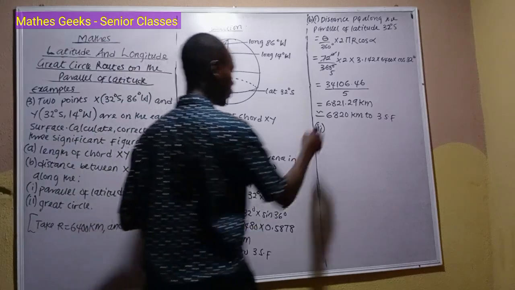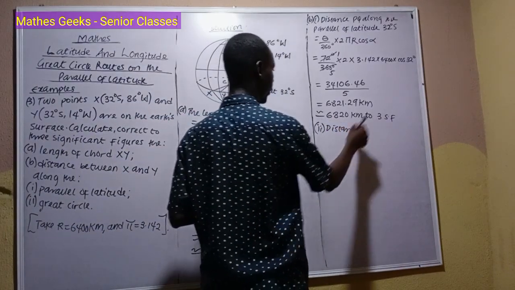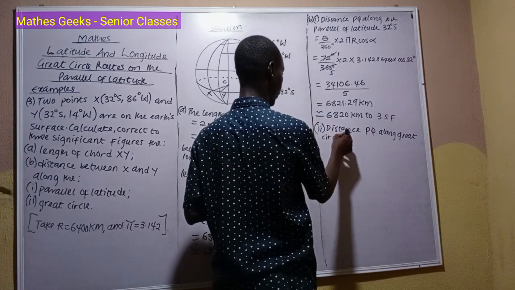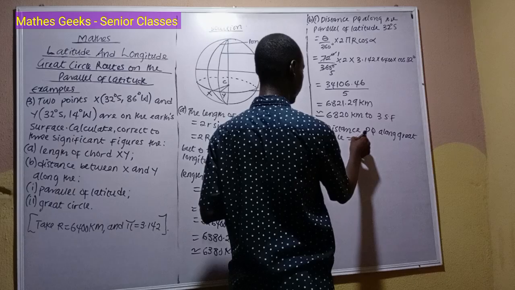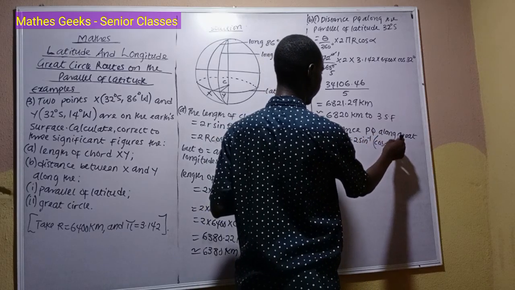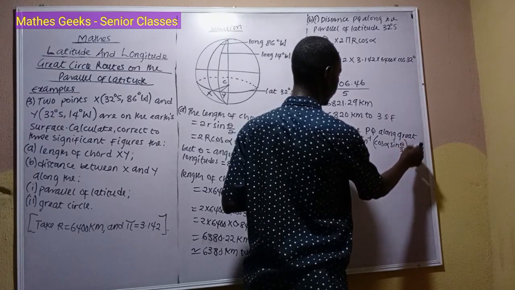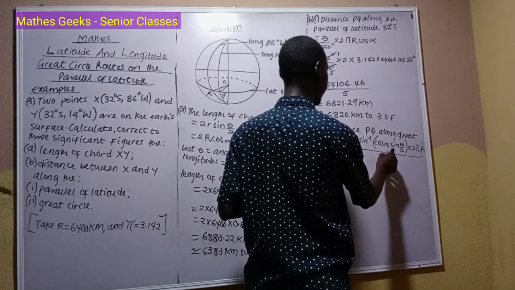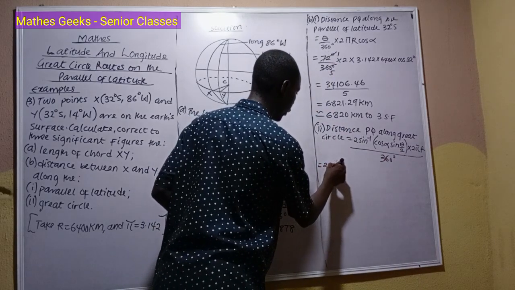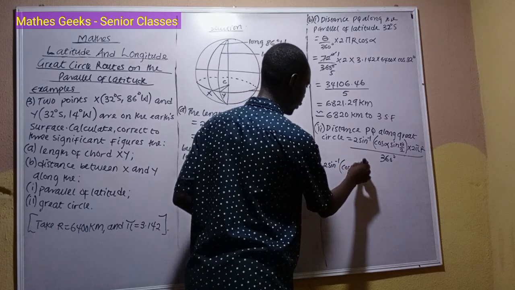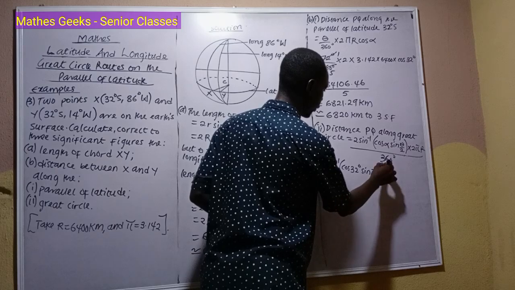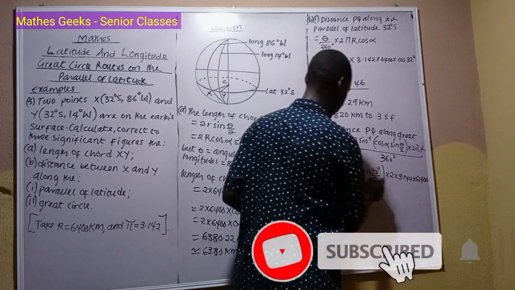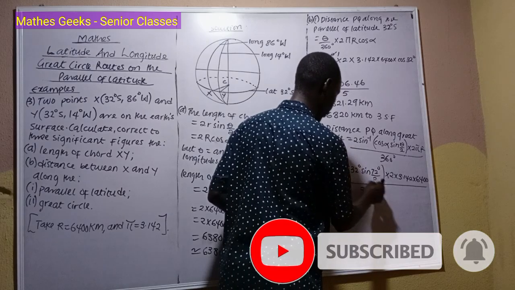Great circle distance PQ along great circle is equal to 2 arc sine cos alpha sine theta over 2 times 2 pi r over 360 degrees. 2 arc sine cos 32 degrees sine 72 degrees divided by 2 times 2 times 3.142 times 6,400 divided by 360 degrees.